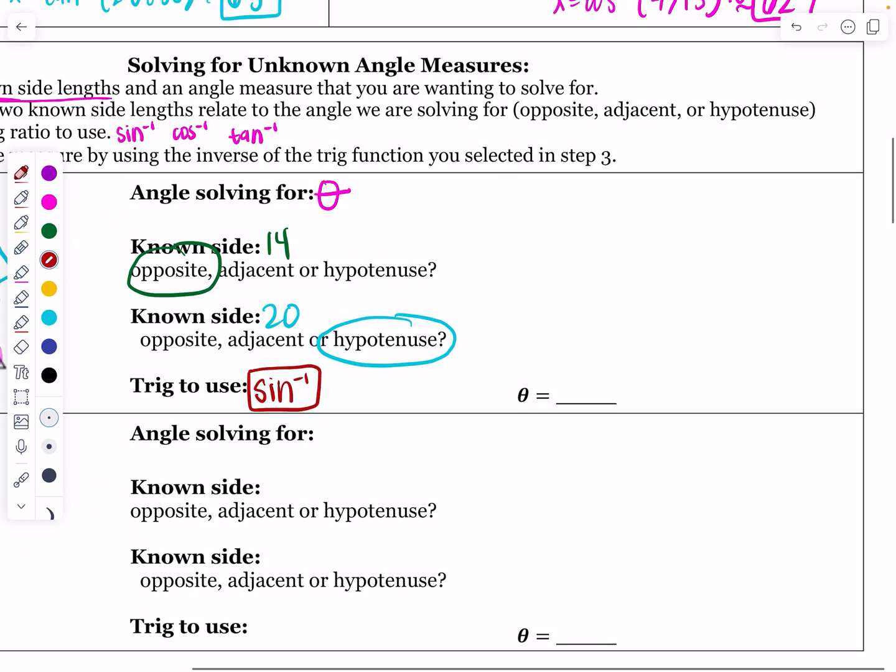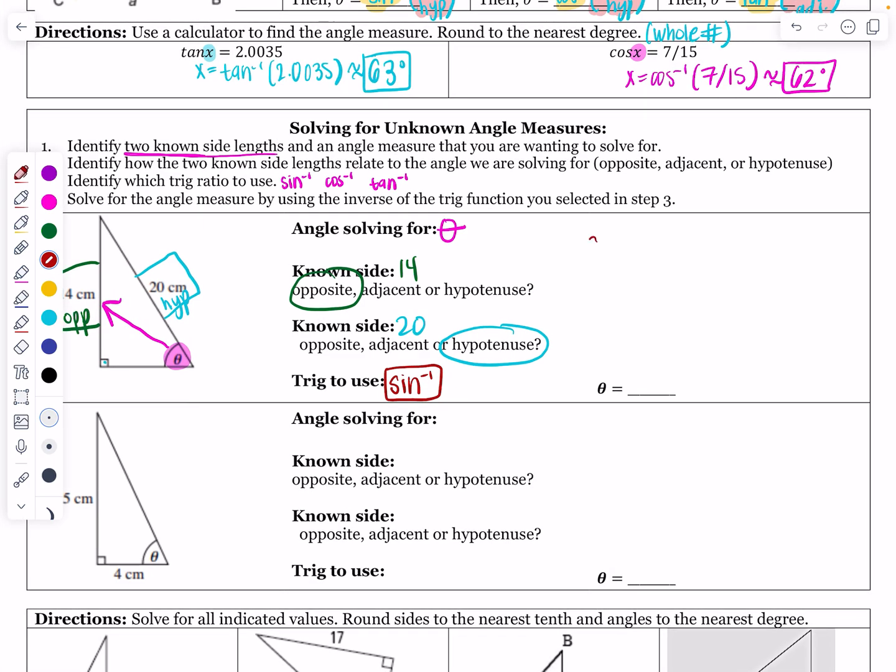Okay, let's actually go through and do the work. The sine of theta is going to be equal to opposite over hypotenuse, so that's 14 over 20. So I know I'm going to end up doing the inverse sine of 14 over 20. I'm just showing y'all how we got that, so eventually you can just jump straight to the step. That angle is equal to the inverse sine of 14 over 20. So inverse sine, 14 divided by 20. Again, make sure that your calculator is in degrees. They say to round to the nearest whole number, so that is going to be about 44 degrees.